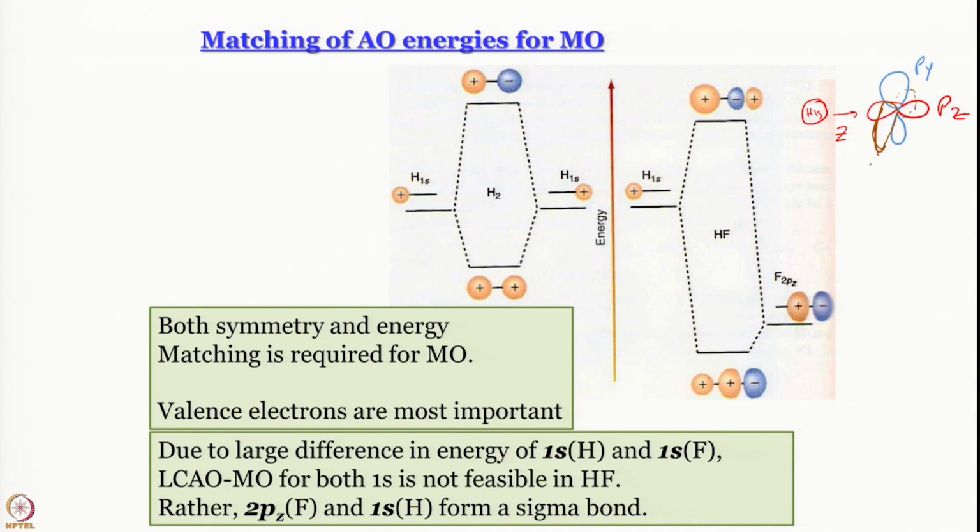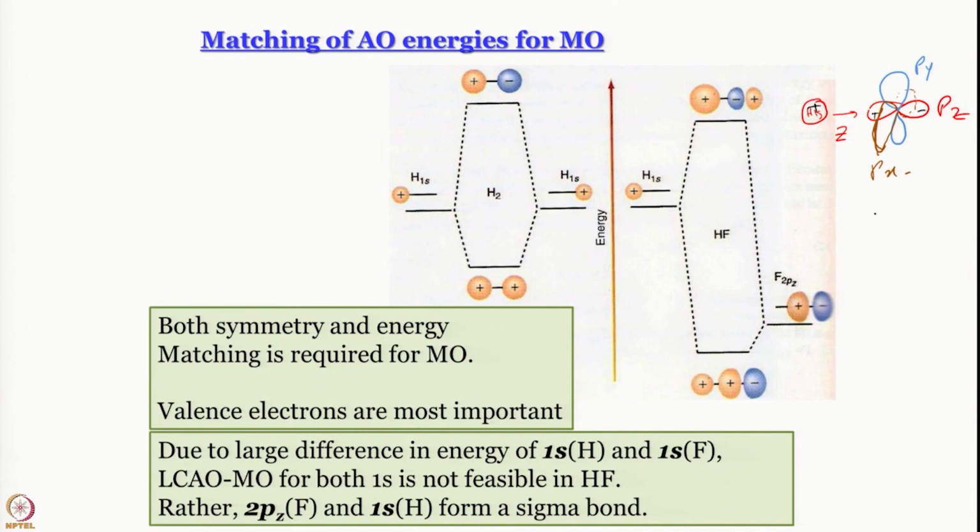Okay, this is Px. Now see, Px, Py and Pz all have the same energy, do they not? However, only Pz is in the right disposition to give you sigma interaction with hydrogen, or I will even say bonding interaction with hydrogen 1s orbital. Yeah, because this is plus, this is minus, let us say this is plus.